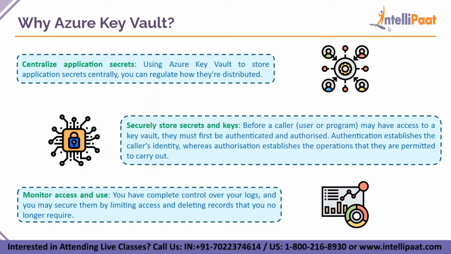Before a caller, that is, a user of a program, may have access to a key vault, they must first be authenticated and authorized. Authentication establishes the caller's identity, whereas authorization establishes the operations that they are permitted to carry out. So what this means is, until and unless the administrator authorizes and authenticates someone to use the key vault, they won't be able to. So authentication and authorization are two different things. Authentication is identification of the user. Unless the administrator identifies this user as a person who can access it, the user won't be able to access the key vault. Then authorization is what they can do.